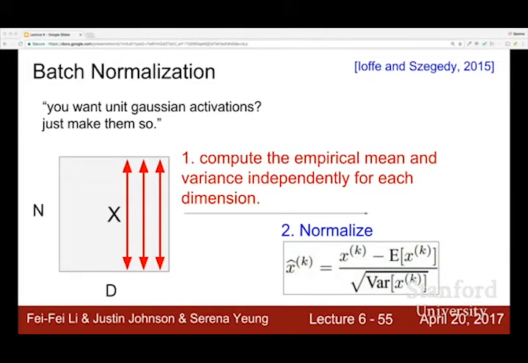Okay, just as I was saying earlier, if we look at our input data, we have N training examples in our current batch, and each has a dimension D. We're going to compute the empirical mean and variance independently for each dimension, so each feature element. We compute this across our current mini batch, and we normalize by this.